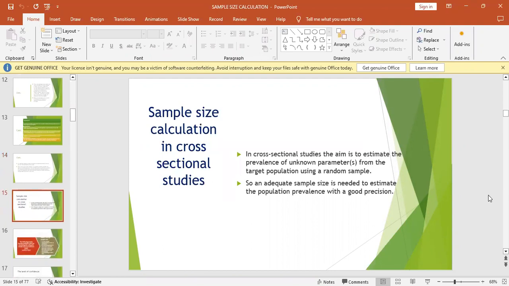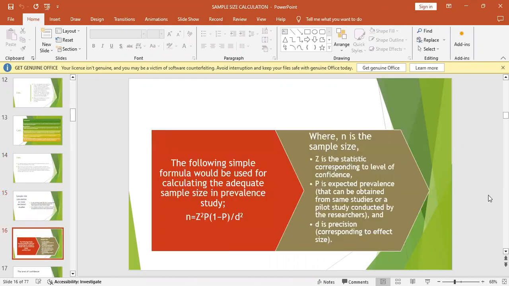In cross-sectional study, the aim is to estimate the prevalence of unknown parameters from the target population using a random sample. So an adequate sample size is needed to estimate the population prevalence with a good precision. The following simple formula will be used for calculating the adequate sample size in prevalence studies. That will be n is equal to z square into p into 1 minus p over d square, where z is the level of confidence, p is expected prevalence that can be obtained from the previous existing studies or can be calculated from the pilot study, while d is the precision.